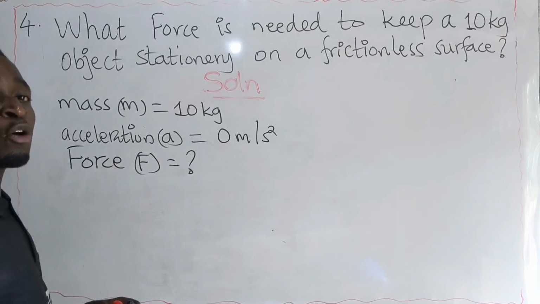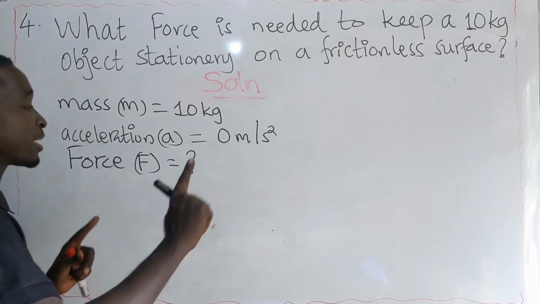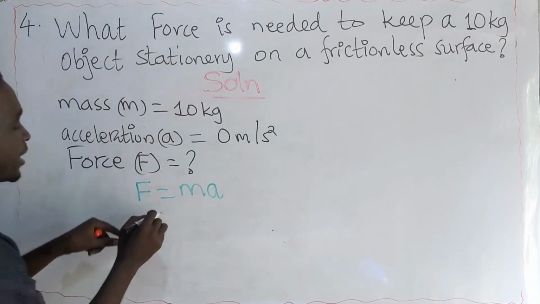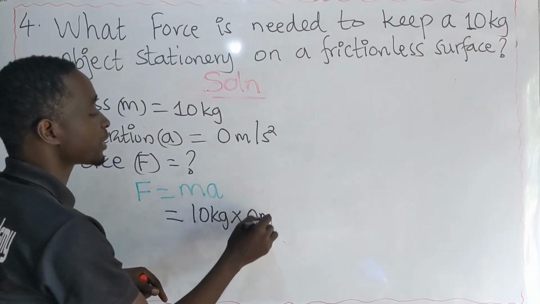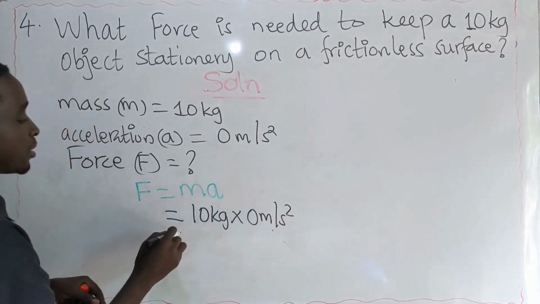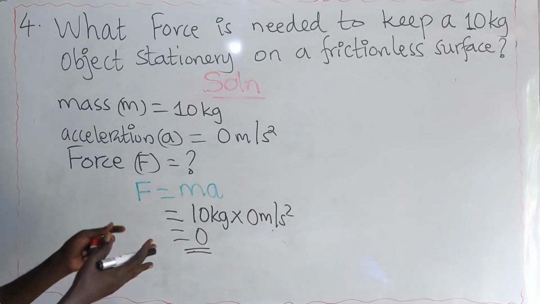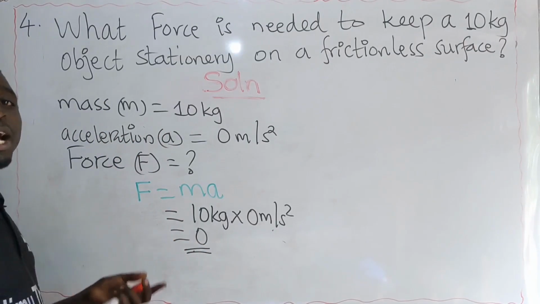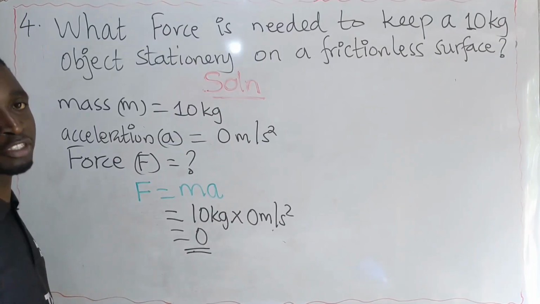As usual, according to Newton's second law of motion, force is equal to mass times acceleration. Now the force asked here will be equal to mass times acceleration, 10 kilogram times 0 meters per second square, which is the acceleration. Now this will be 0. So the net force needed is 0, meaning that there is no net force required because the object is stationary, resting on a frictionless surface.